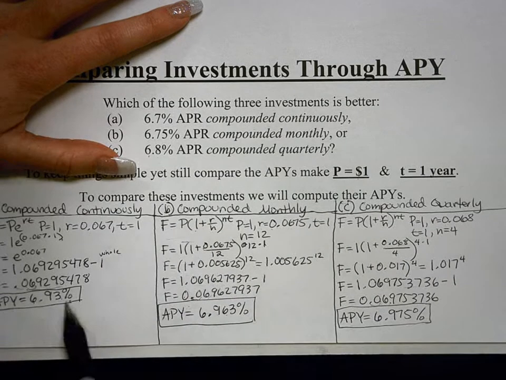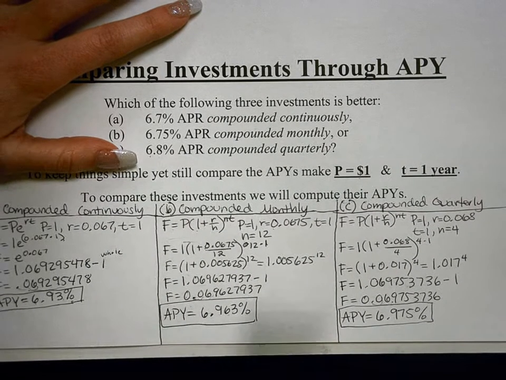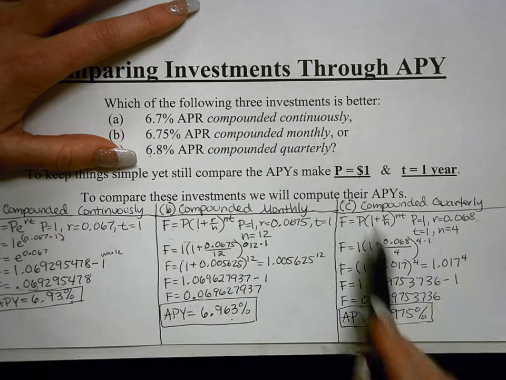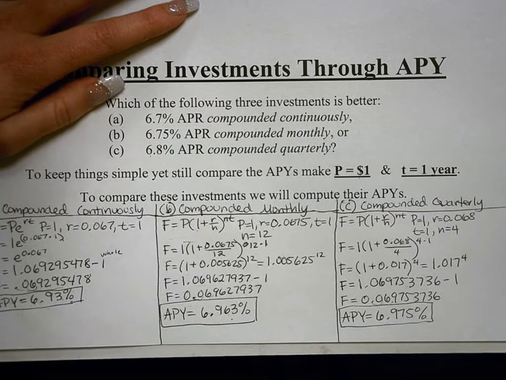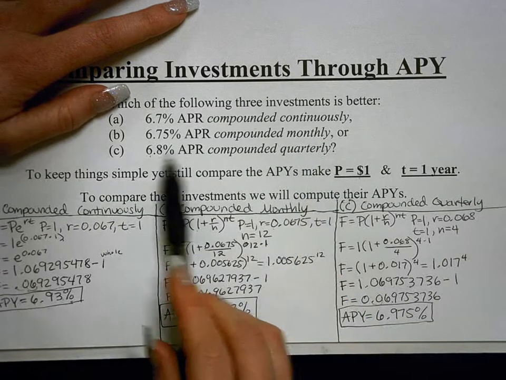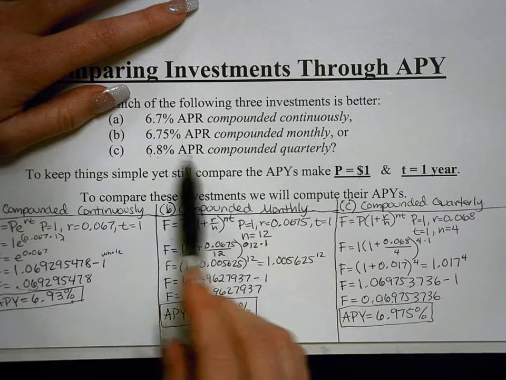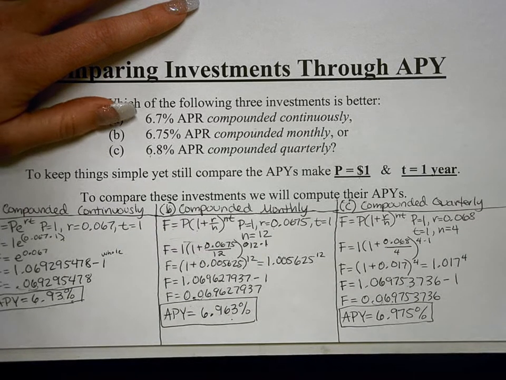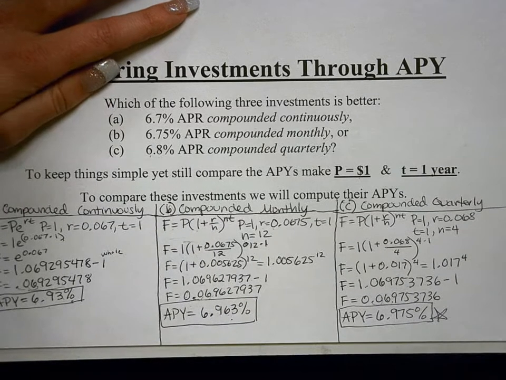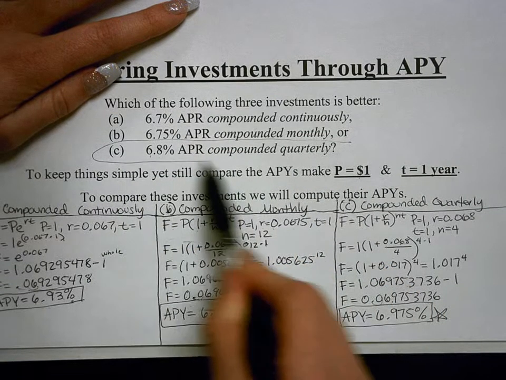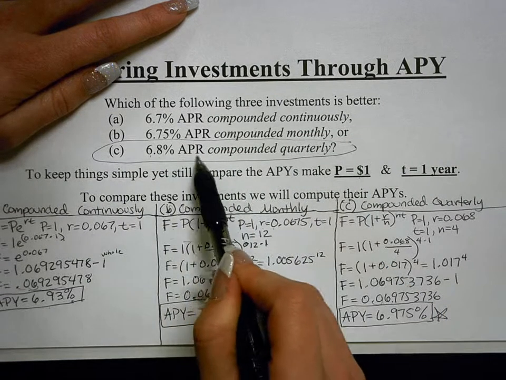So if we're comparing the APYs of all 3 investments, it's easy to see that the compounded quarterly, the one that would seem the least desirable out of the 3, even though it has the highest APR, actually ends up having the best APY. So therefore, this would be the best investment. Investment C, investing your money at an APR of 6.8% compounded quarterly.